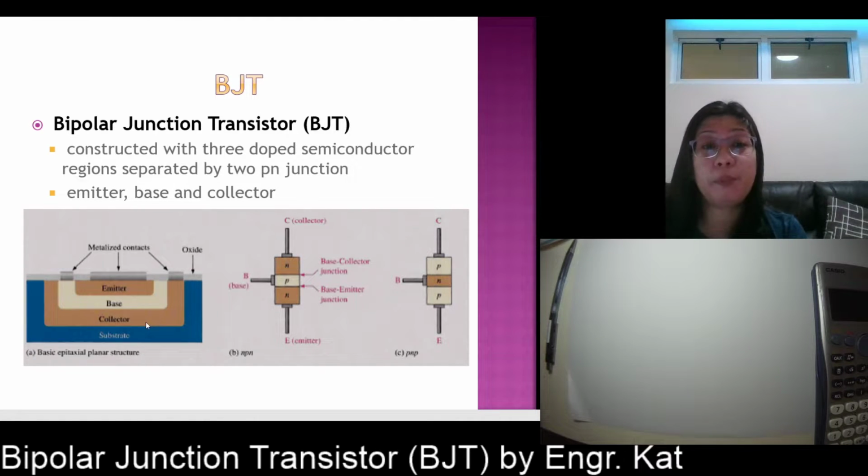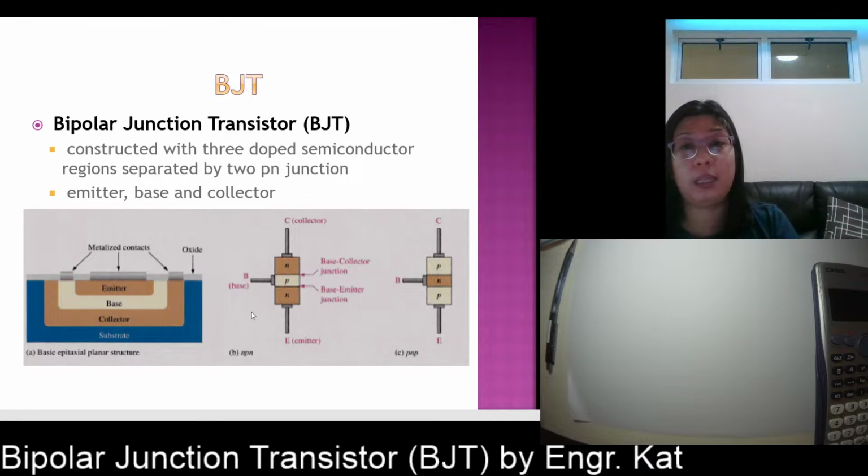So what are those three terminals? We have the emitter, the base, and the collector. And of course, we have here the metallized contacts, so that if you are going to connect your transistor to your circuit, you're going to make these three metallized contacts. You have a contact for the emitter, one for the collector, and one for the base.